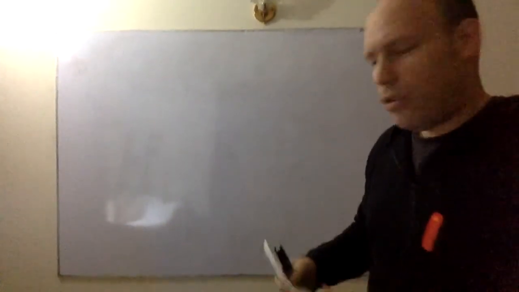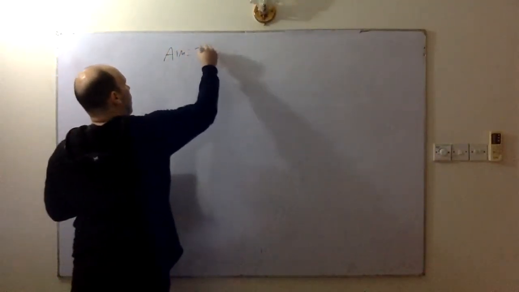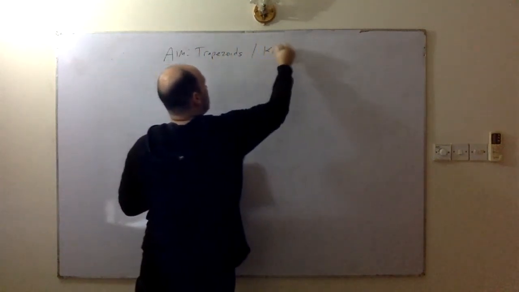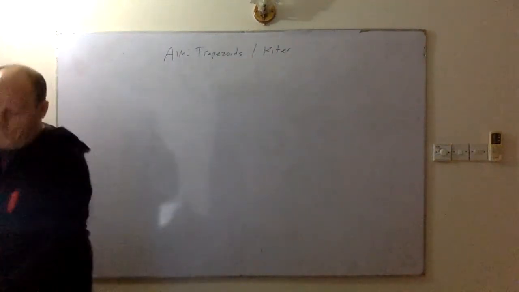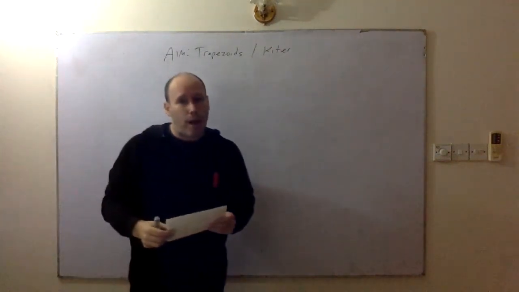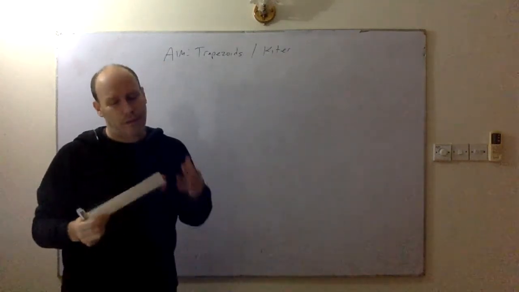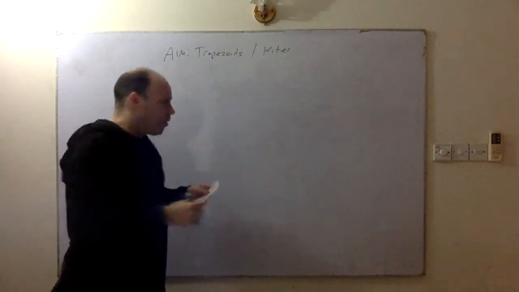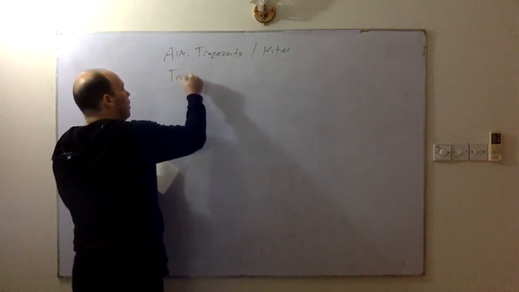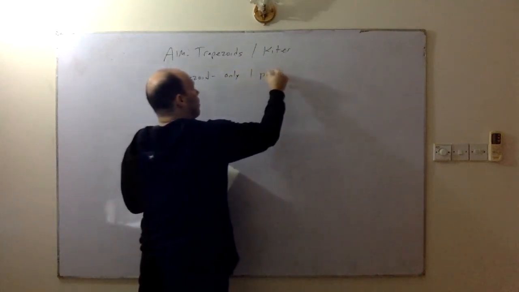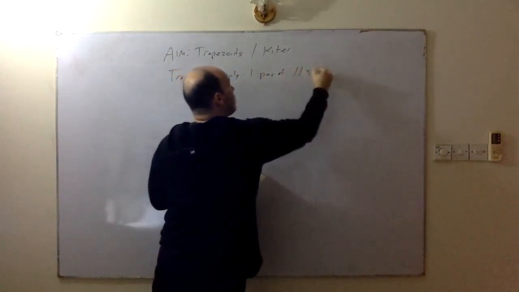Okay, so, sorry. Today we're going to talk about trapezoids and kites. If we think about it, in the first lesson we did the parallelograms, two pairs of parallel sides, and we went through all the characteristics of the parallelogram. The trapezoid has only one pair of parallel sides.